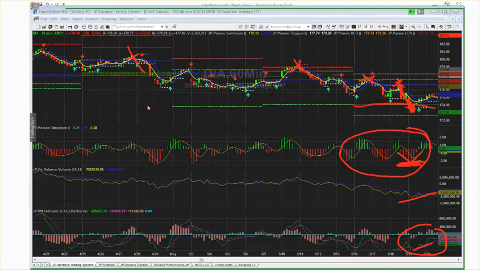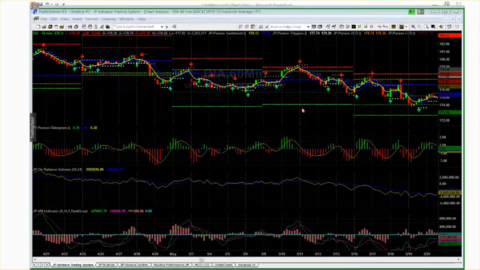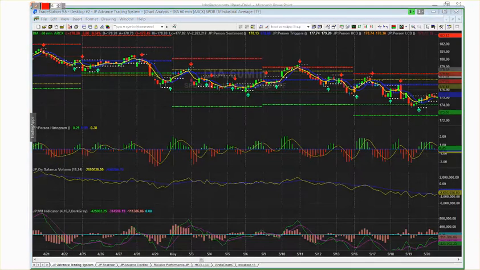The histogram is a momentum indicator. It does several things. A, it teaches us overbought. It teaches us oversold levels. It can show us convergences. It can show us divergences. It can show us zero line crosses.